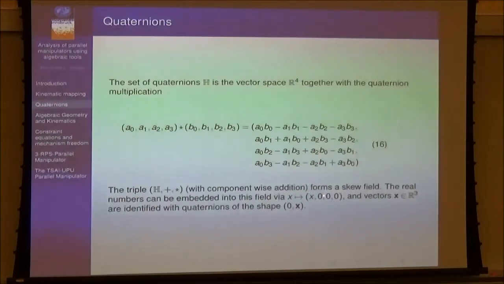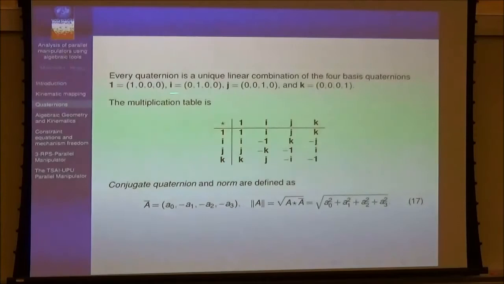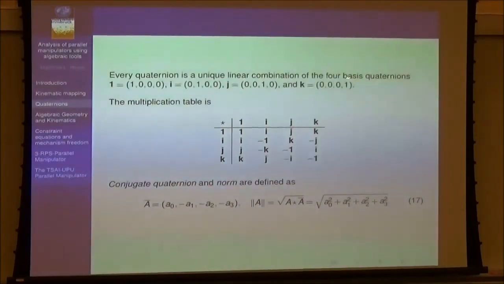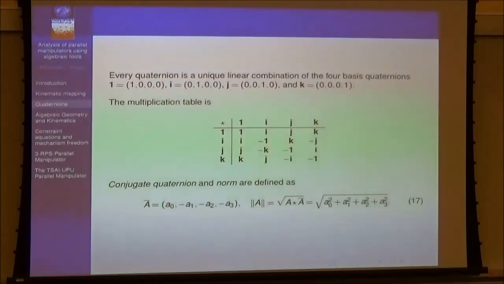Real numbers are embedded. This you have heard here in the morning. Vectors of three-dimensional space are identified with quaternions of this shape. This should be all familiar to you right now. In the morning you have heard this, so I will not stick too much on that. Every quaternion is a unique linear combination of the four basis quaternions. If you would like to see it as a four-dimensional vector space, you could create basis vectors of this form. So you have 1, 0, 0, 0, 1, 0, 0, and you have a multiplication table.